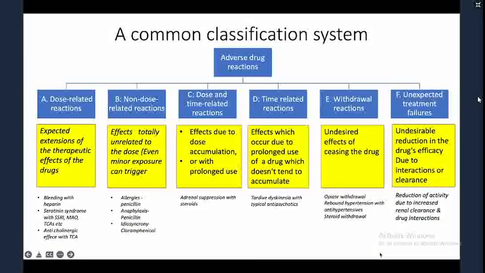Classification. There are several classifications. I'll be talking about the WHO approved classification from 2005. Hope you can follow this. So there are dose-related adverse reactions, non-dose related adverse reactions, dose and time related reactions.